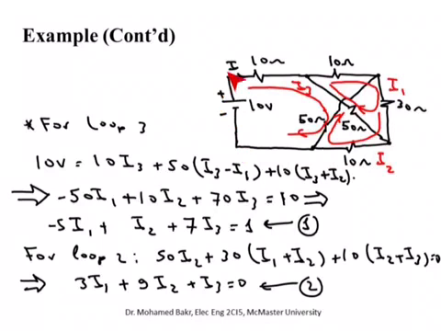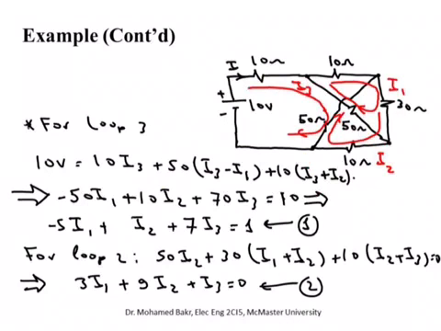So you can simply say that 10 minus this drop, which is 10 I3, this is only I3, minus this drop, which is 50 multiplying I3 minus I1, so the current here is I3 minus I1, minus this drop, which is 10 multiplying I2 plus I3, is equal to 0. This is the equation I have here. I just moved all the I terms to the other side. So this 10 will be equal to this drop, plus this drop, plus this drop.